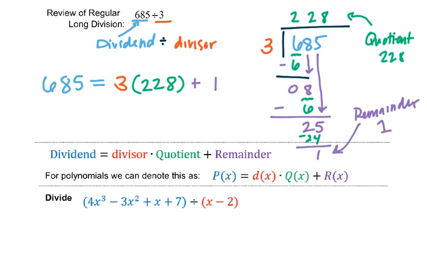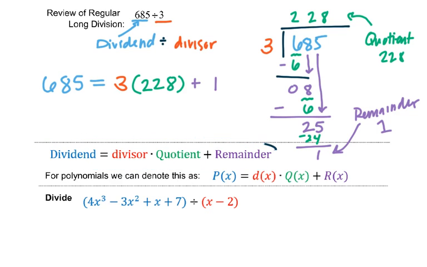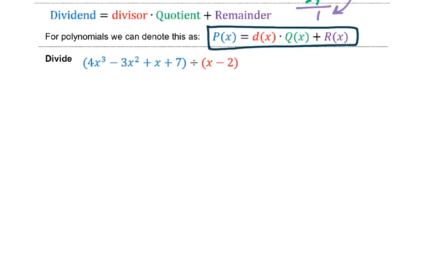So if you notice down here, I've said that the dividend equals the divisor times the quotient plus the remainder. And we have a notation here that we can use to help us remember that. So we say that P equals little d times Q plus R. So we're going to repeat this process, dividing a number in, multiplying through, and then subtracting. But we're going to do it with a polynomial, which is a little bit different.